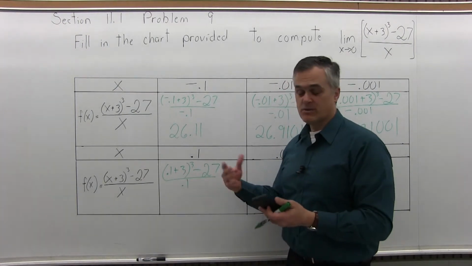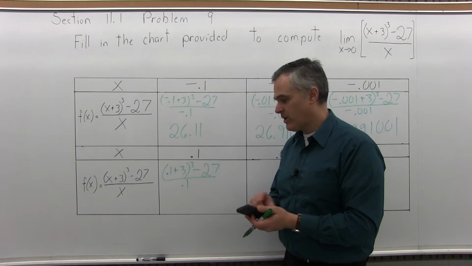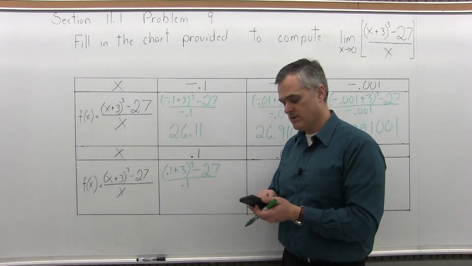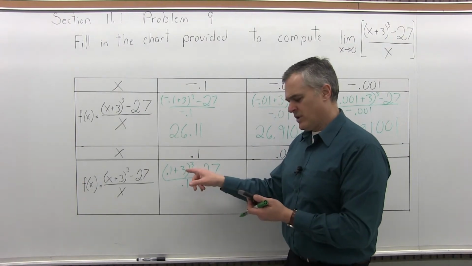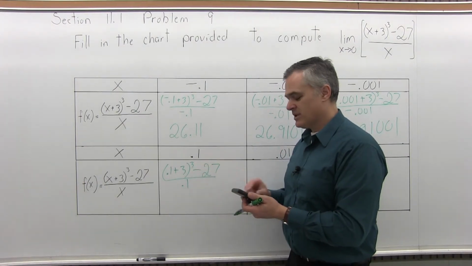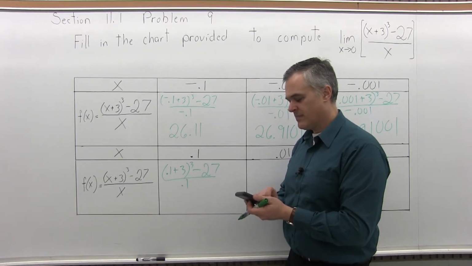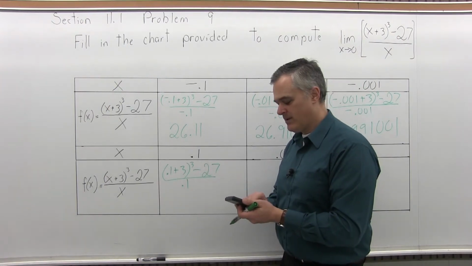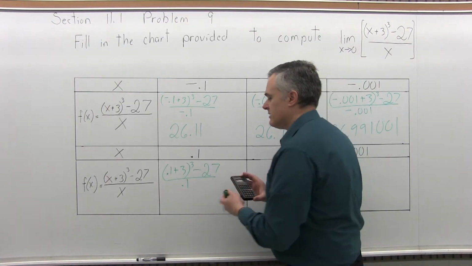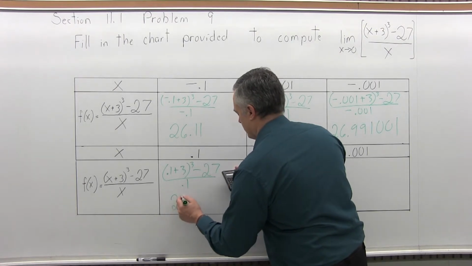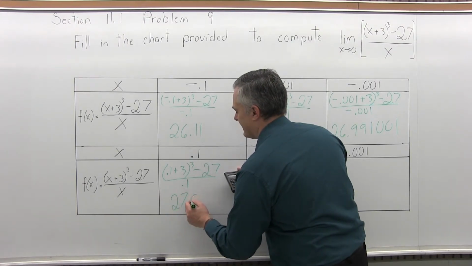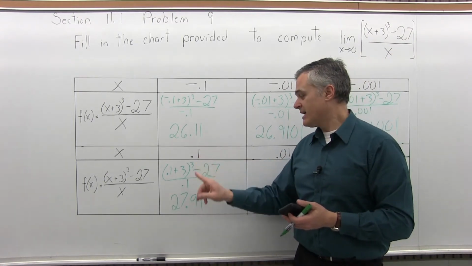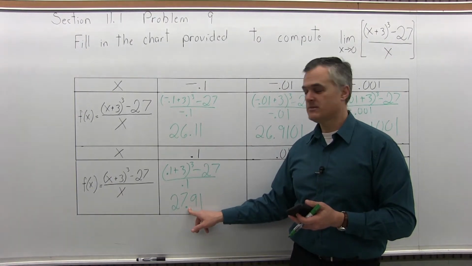Now, 0.1 plus 3 is 3.1 in the parentheses, to the third power. So again, 3.1 times 3.1 times 3.1, and I get 29.791. I'm going to subtract 27 from that and get 2.791. Divide that by 0.1. And the calculator tells me that the final answer is 27.91. So if I put in a 0.1 for x, I get out a 27.91 for y.